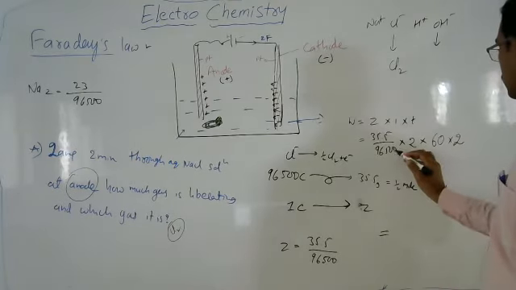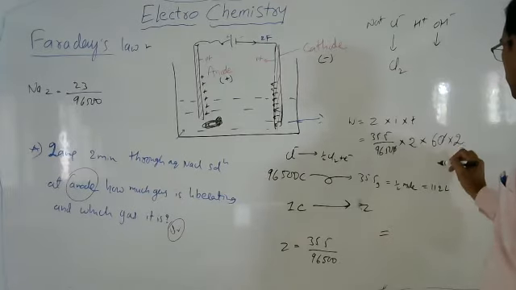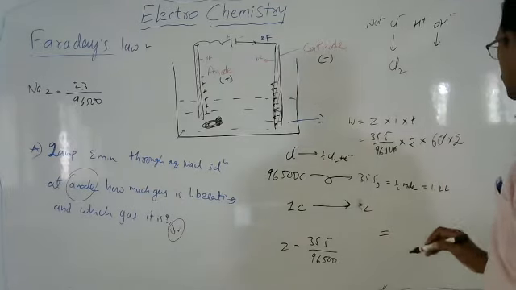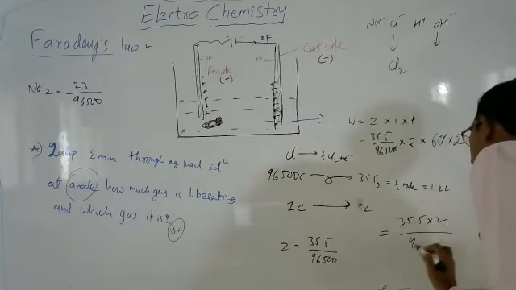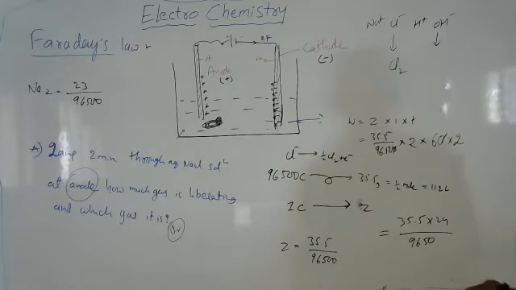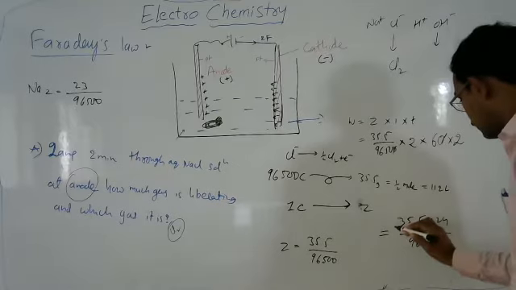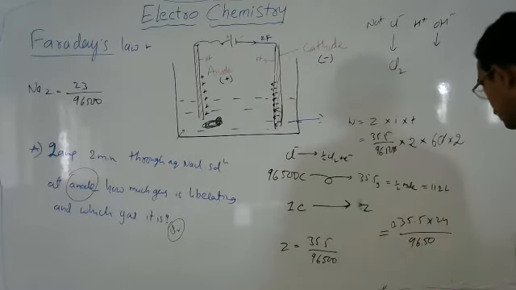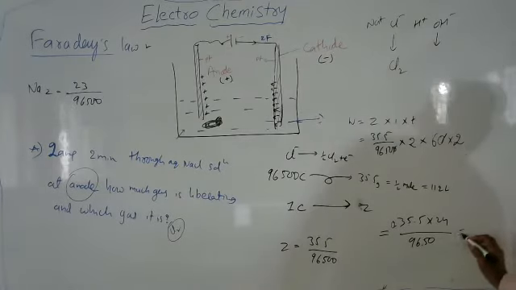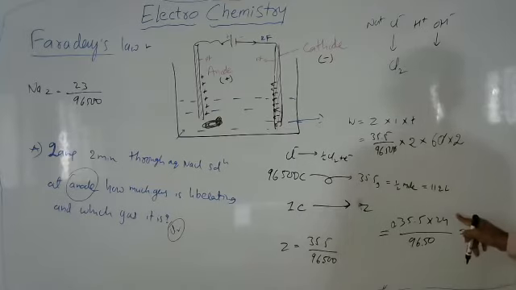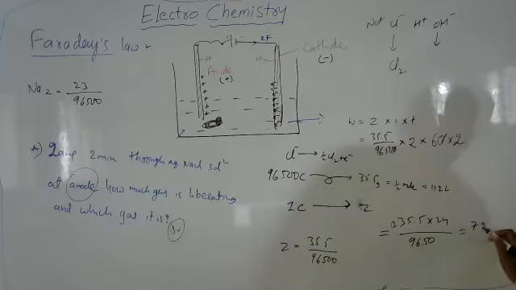Approximately, so 0, 0 get cancelled, 12, 24, 35.5 into 24 by 9650. Then if I keep the decimal here I can take, then 24 threes are 72, means 7.2 upon 96.